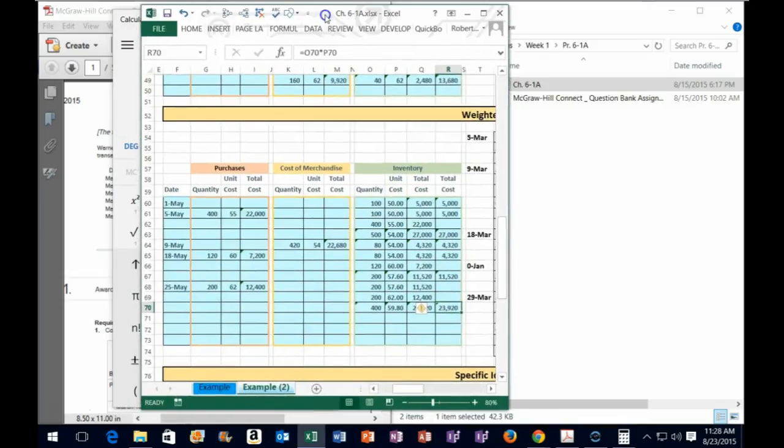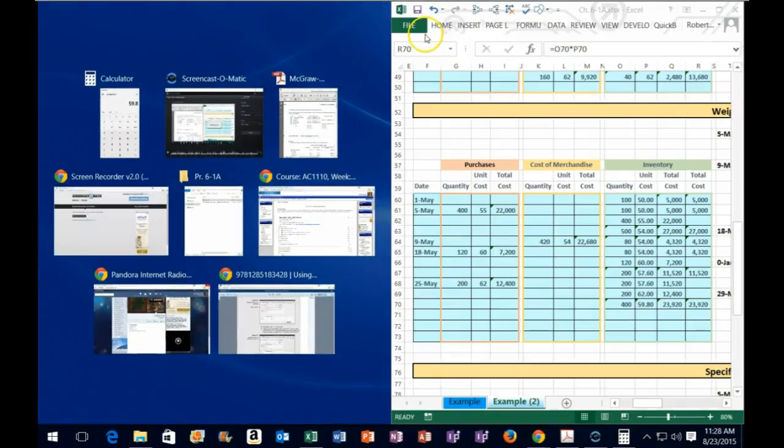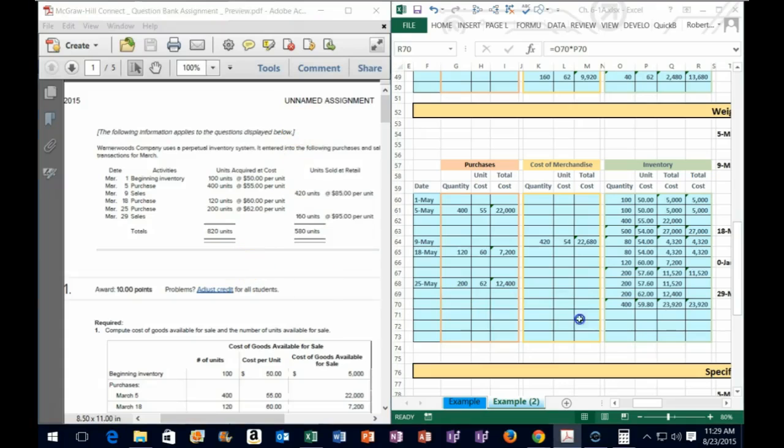I'm going to left click the document here, pull it to the left, and now I'm going back to my worksheet, going back to the new column, which is going to be there on F71. The next item that happened is that we made a sale on 5/29 for 160 units at $95. Once again, remember that 95 is the sales price. It doesn't have anything to do with this worksheet.